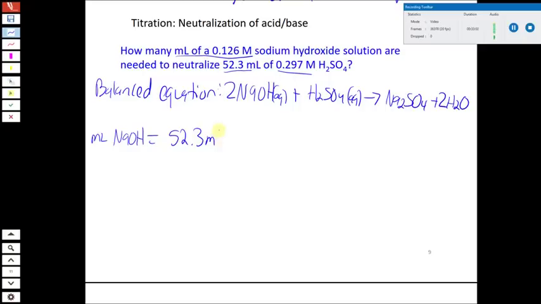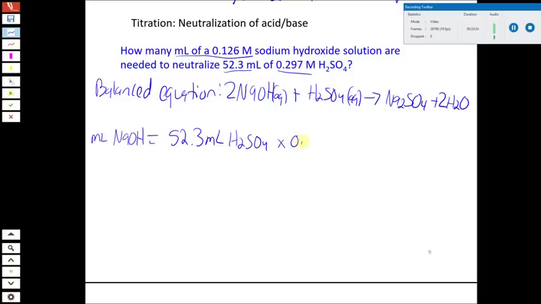Because if we know volume and molarity, as we've already talked about today, we can find number of moles. So we have 52.3 milliliters of our H2SO4 solution, and our first step is going to be convert to moles, and we're going to use the molarity to do that. We can't do that for sodium hydroxide because we don't know the volume that we're adding. That's what we're trying to find out. So if we know volume and molarity, that's what we're going to start with to find moles.